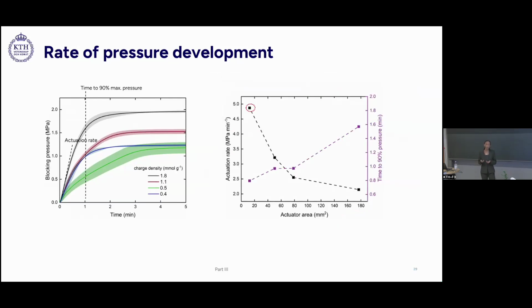So from this, we determined the actuation rates and the time to reach 90% of the maximum pressure. And what we found was by using highly charged fibrils with very small actuation areas, we can reach up to 5 megapascal in less than a minute. And as a comparison, hydrogel-based turgor actuators, which are some of the best performing actuators today, take several hours to reach around 1 megapascal.